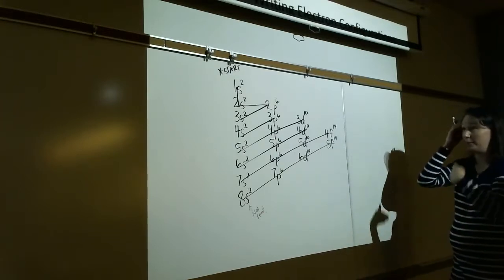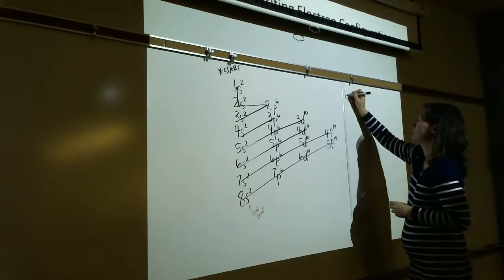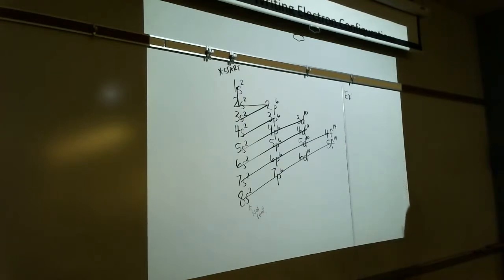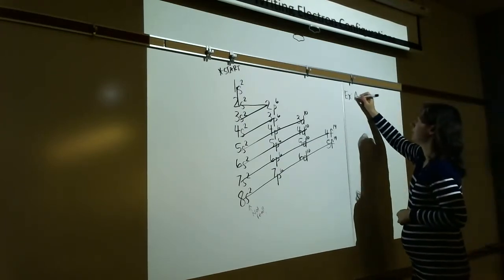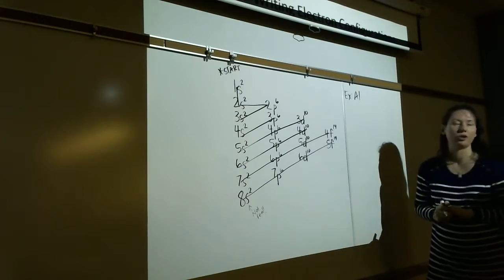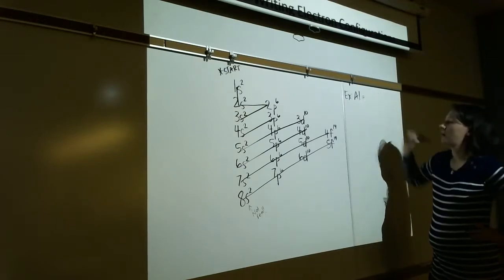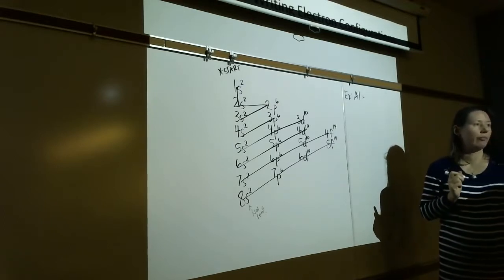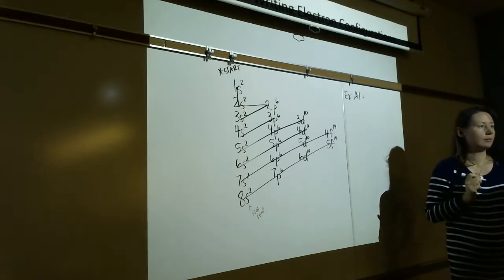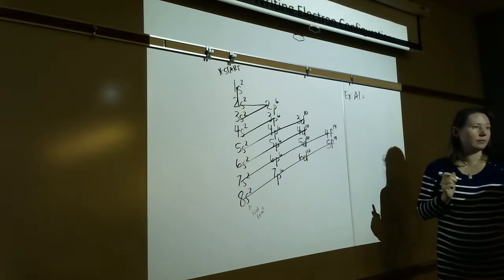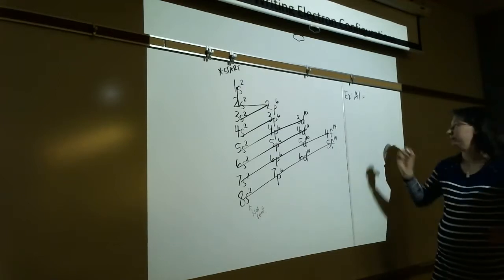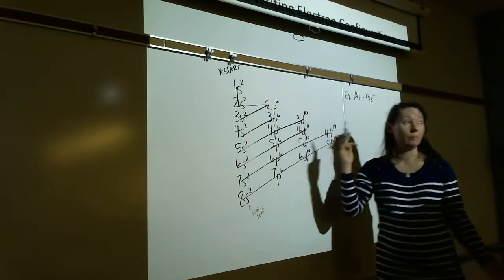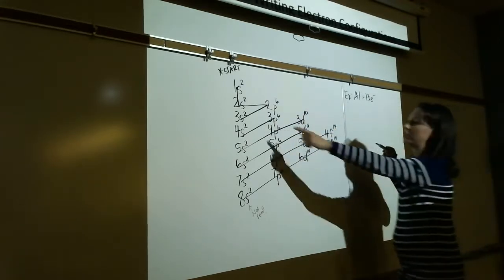Now let's do an example. Let's do something not too bad. Let's do aluminum. Aluminum has how many electrons? 13. So all my little superscripts need to add up to 13. So we start here at the top.